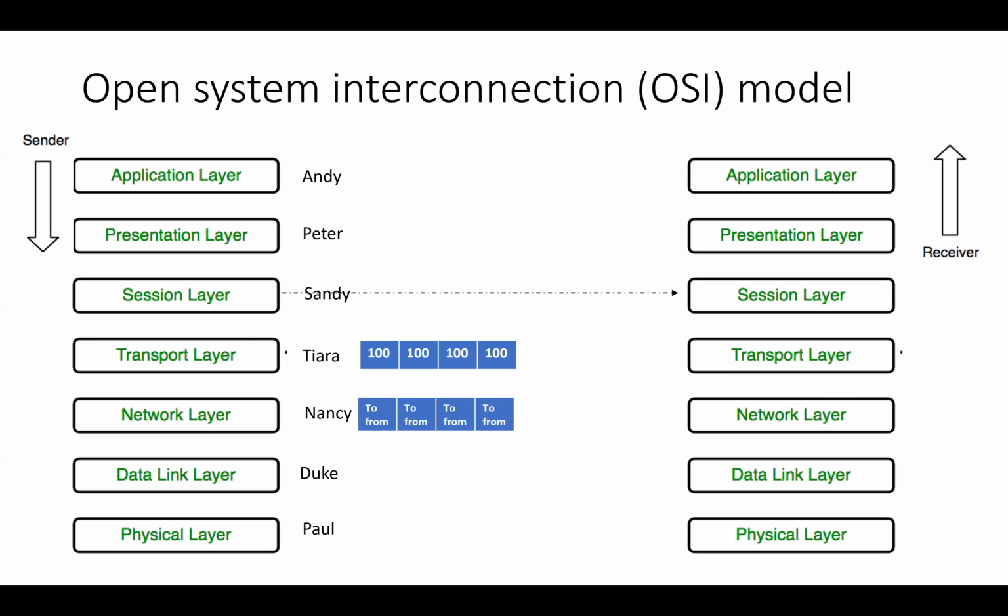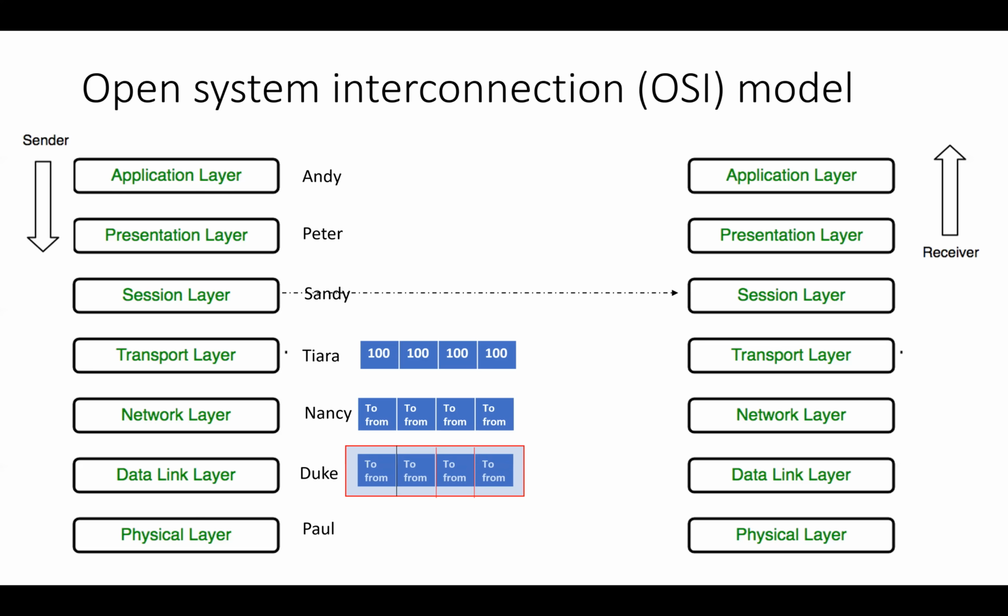Now Tyra is going to pass it to Nancy and say that this has to be sent. So Nancy will see that, okay, this is a 100-page document in 4 packets, but there is no to and from, meaning the sender and the receiver are not there. So just like a post, Nancy will put to and from, like from where the source is and what the destination is. And it is going to transfer this data to Duke.